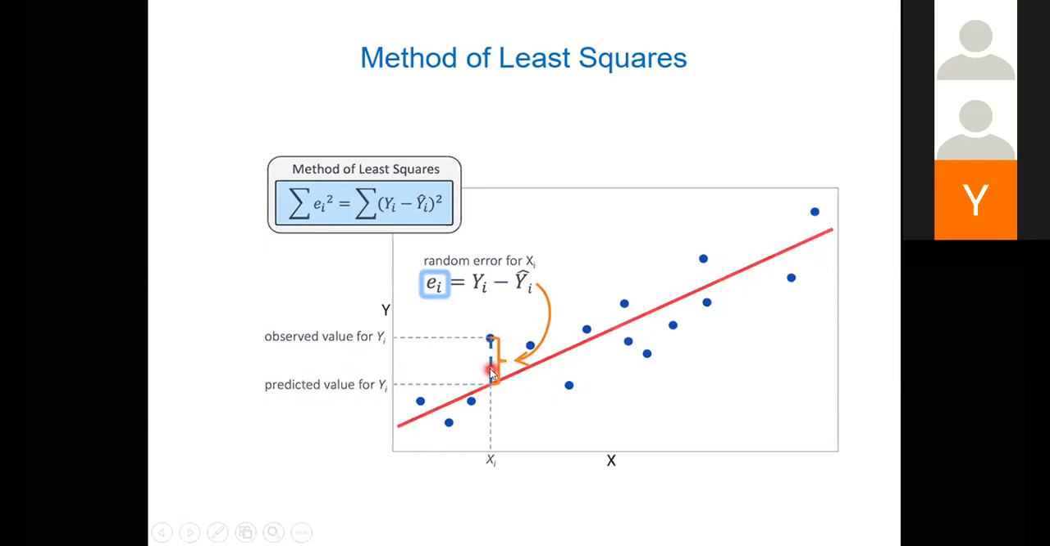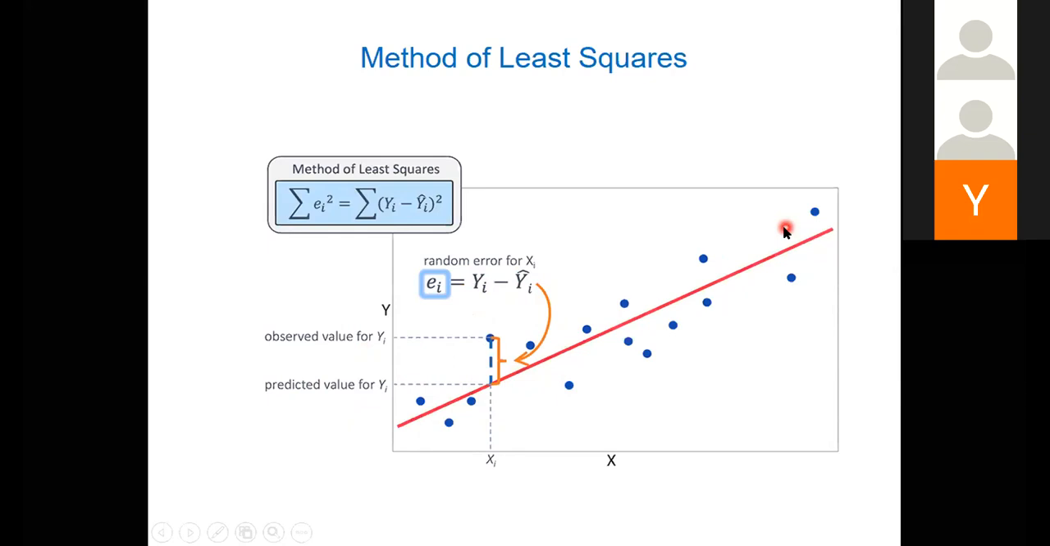This is the predicted value for this point now, but this is the observed value. So the difference is the error. Error is observed Y minus predicted Y, all over Y. The difference between these two is the error. So the points below the line have a negative error, and the ones above the line have a positive error.